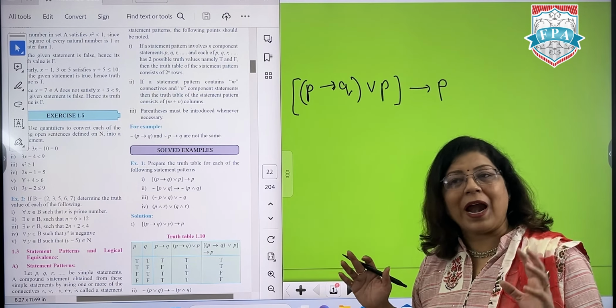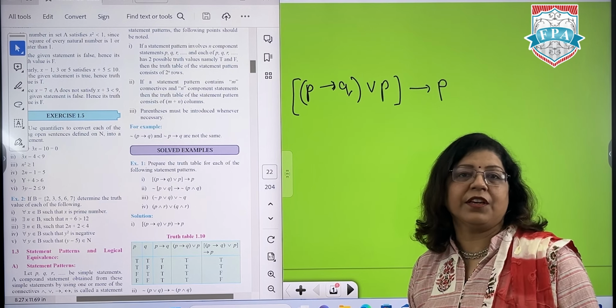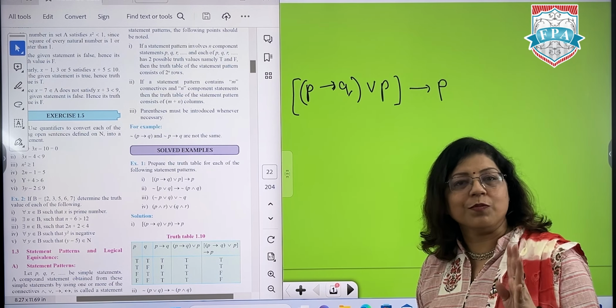Now ये एक fixed pattern होता है. जब भी आप दो वेरिएबल से डील करोगे तो आपके 4 आउटकम्स आएंगे.